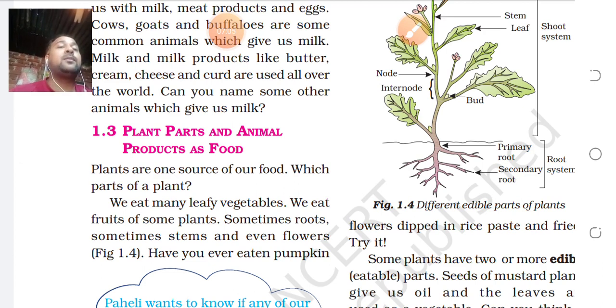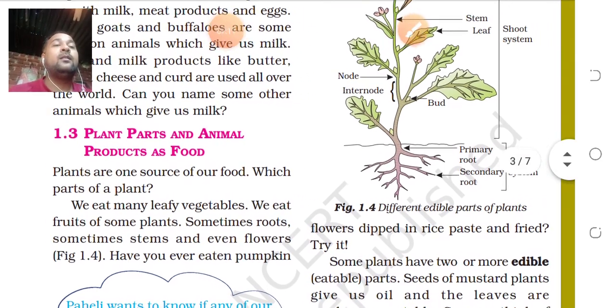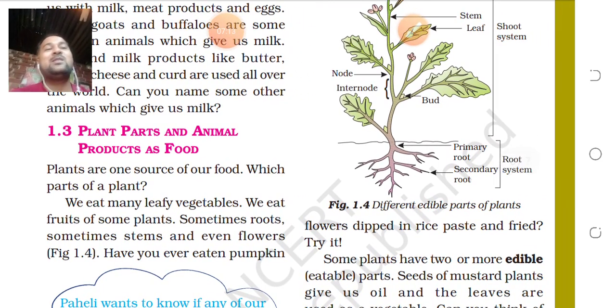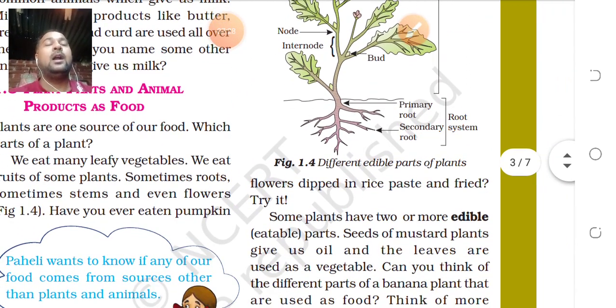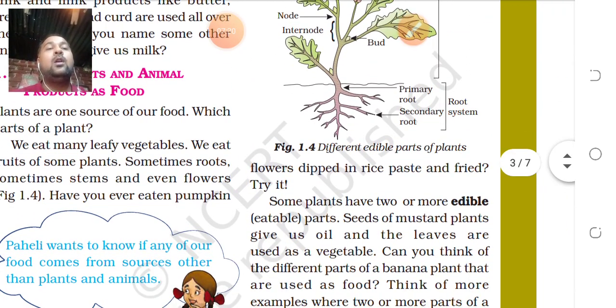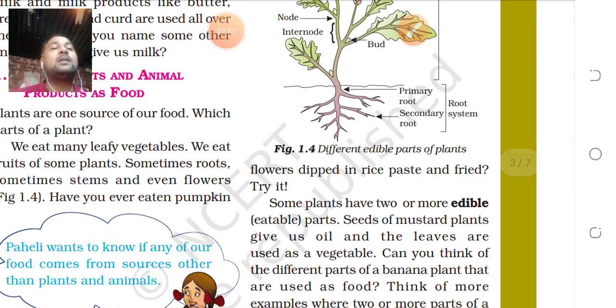Have you ever eaten pumpkin flower dipped in rice paste and fried? Try it one time. So this kind of food. See, flower is also taken as a food. Some plants we eat stem, some plants we eat roots also. So different parts of the plant we eat. Some plants have 2 or more edible parts.